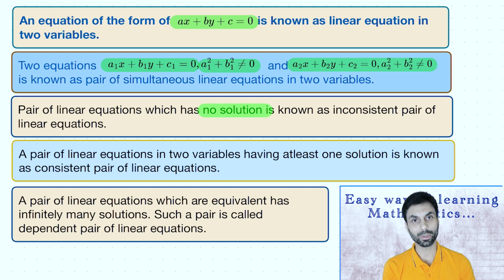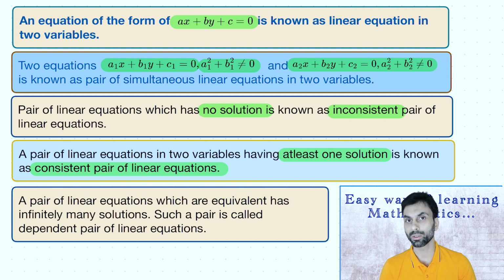Now, a pair of linear equations which has no solution is called an inconsistent pair of linear equations. And a pair of linear equations in two variables having at least one solution is known as a consistent pair of linear equations. So that means if a pair of linear equations has at least one solution, we'll say it is consistent, otherwise it is inconsistent.